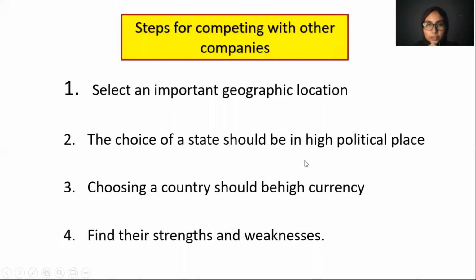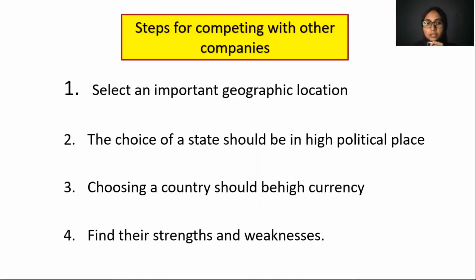Now we'll proceed with the steps for competing with other companies. The first one is to select an important geographic location. Geographic location is very important because when our location is very easy to access, there will be more customers that want to deal with us.